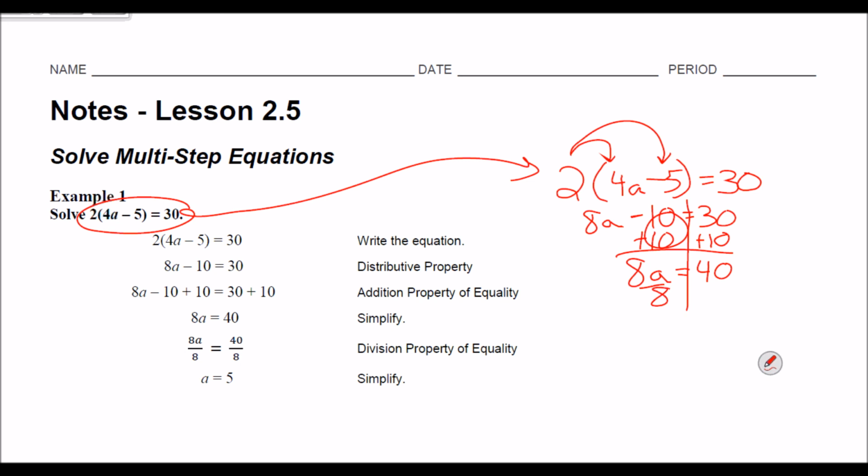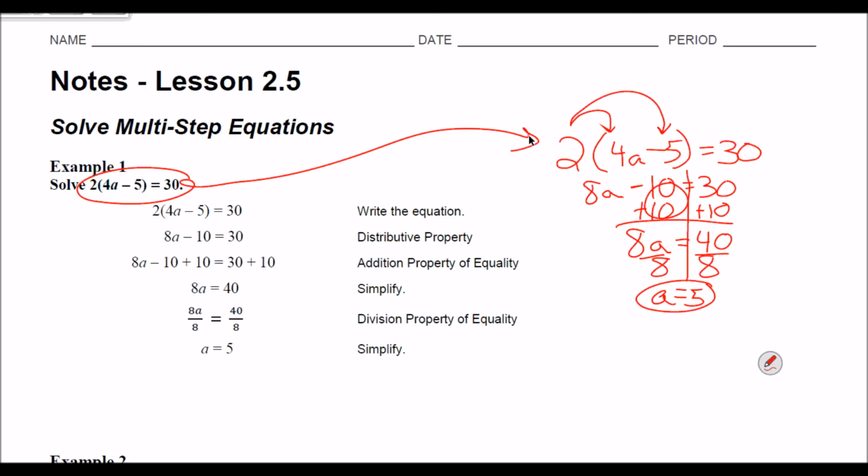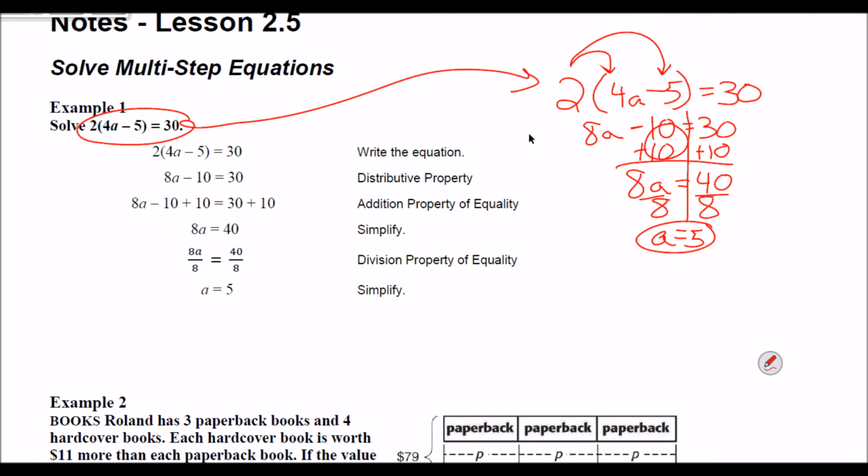I divide each side by 8, and a is 5. Again, you could easily take that back and plug it into the equation to make sure that it works. And I will do that here for you since we have parentheses, just to show you what this looks like, okay?